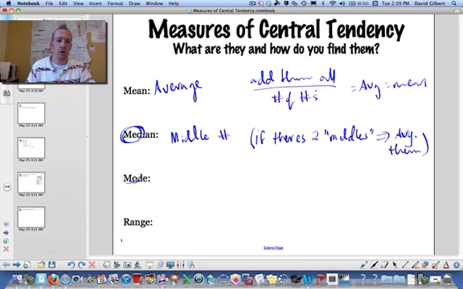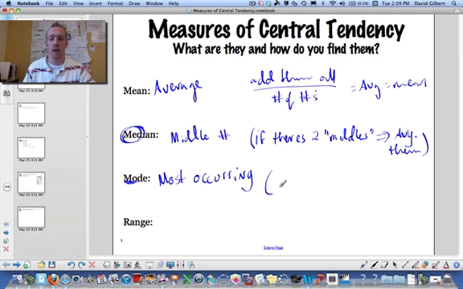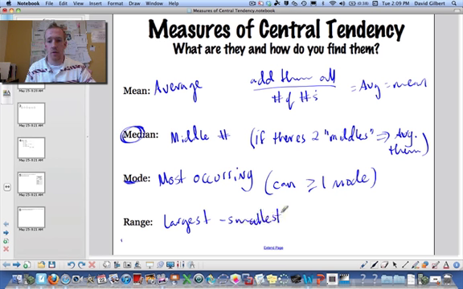And then the mode. Mode and most sound kind of the same, so to remember, mode is the most occurring number. It's the number that occurs the most. You can have more than one mode. You can have one or more modes. And then the range is the largest minus the smallest number. That's the span of numbers.